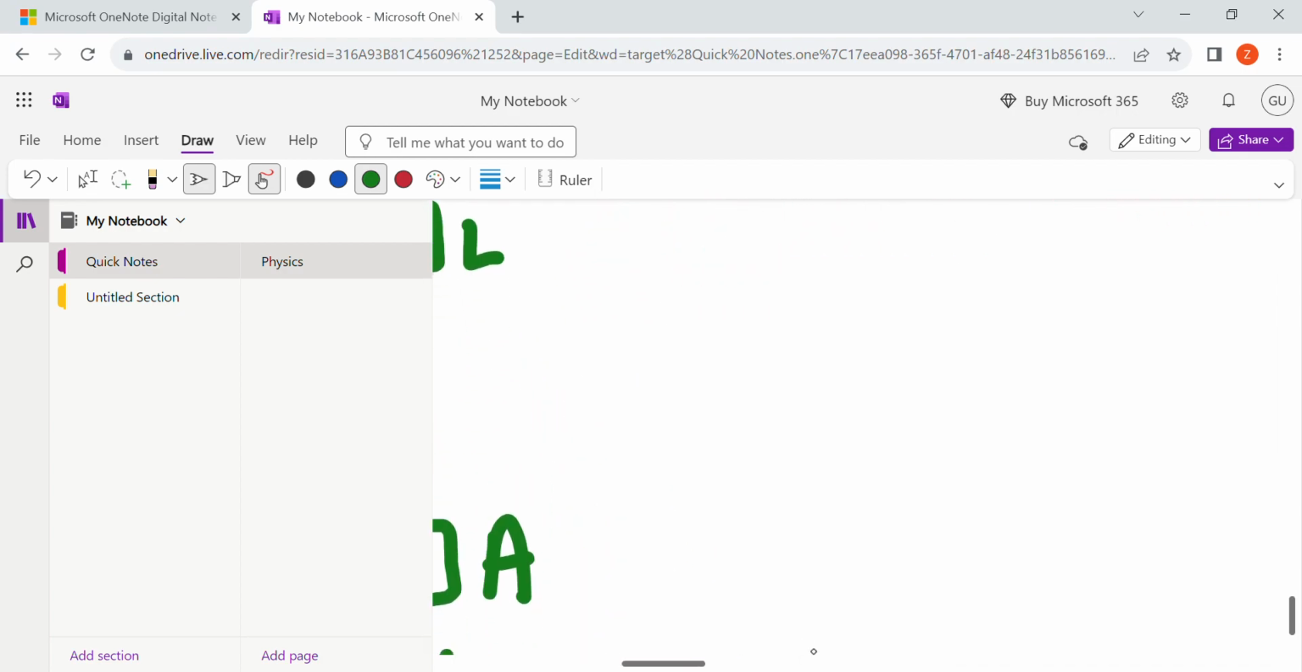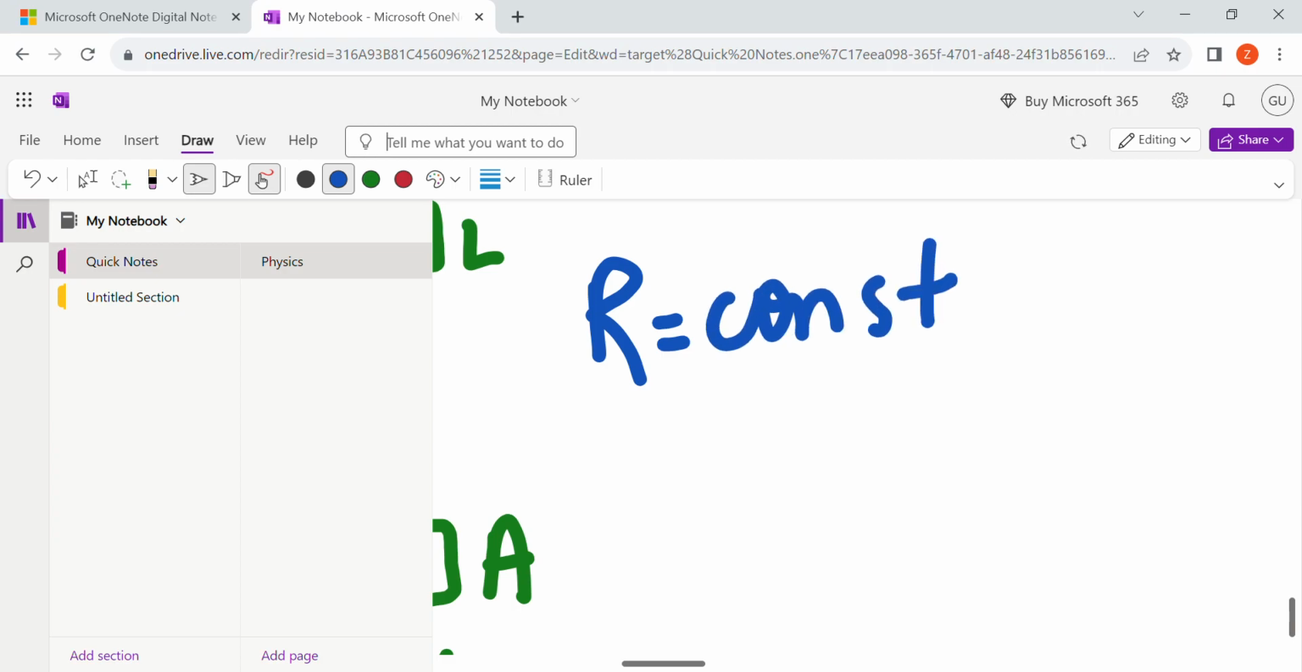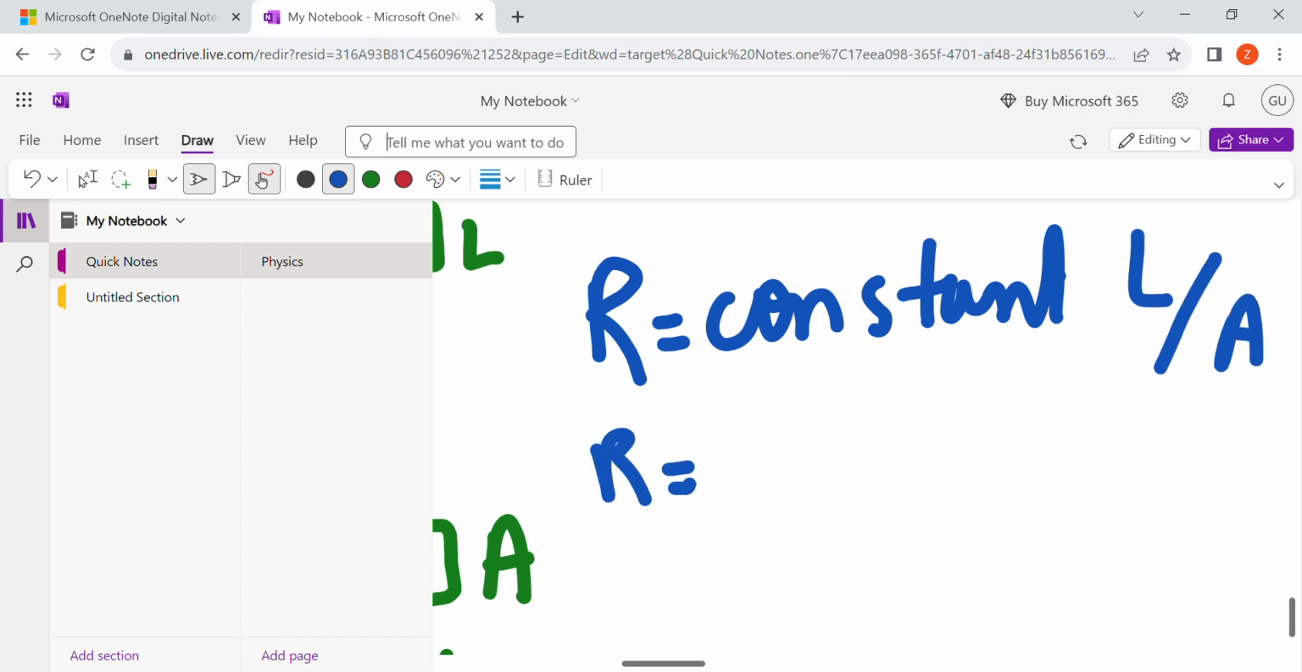But then let's do it. अगर हमारे पास proportionality sign we remove, so we know that we put a constant. R is equal to constant, and we are supposing this word constant, times L upon A. Right? So the constant that would be in this.